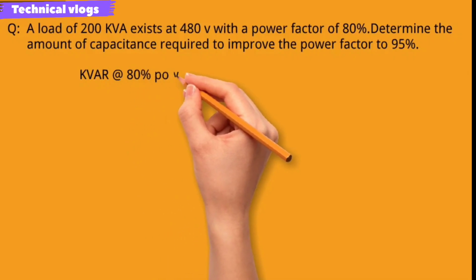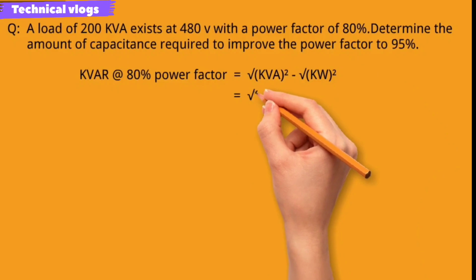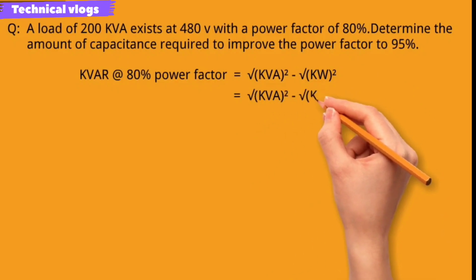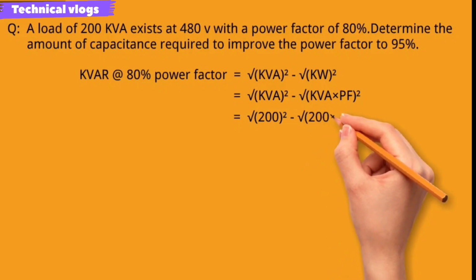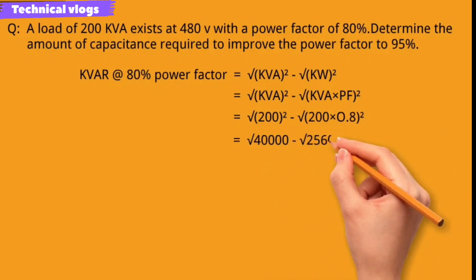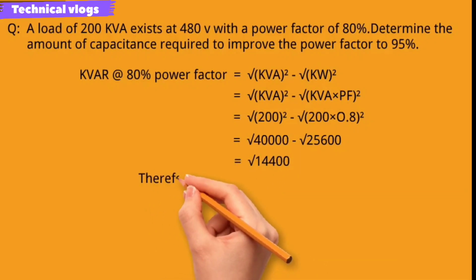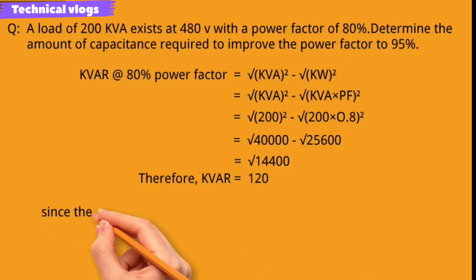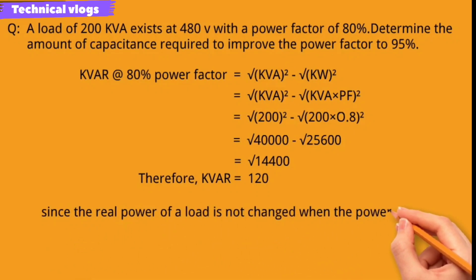kVAR at 80% power factor equals the square root of kVA squared minus kilowatt squared. So kVAR at 80% power factor equals 120, since the real power of a load is not changed when the power factor is improved.